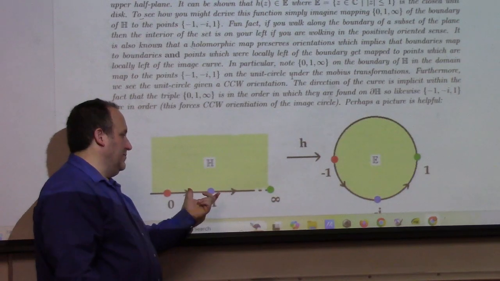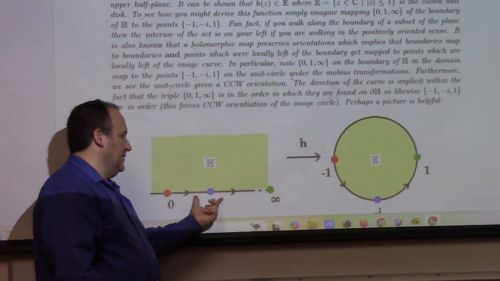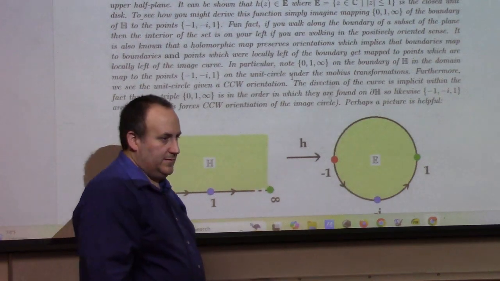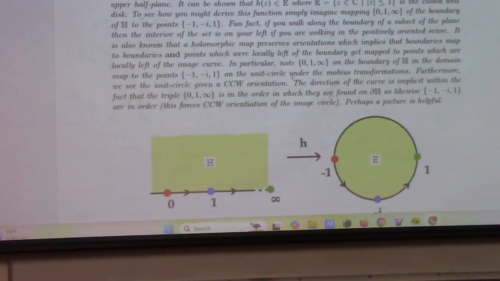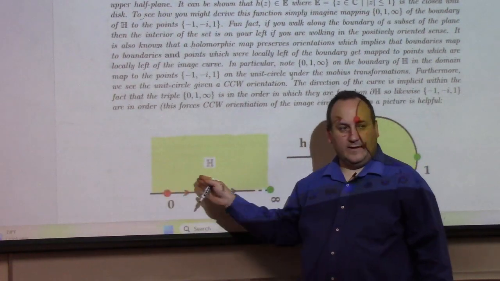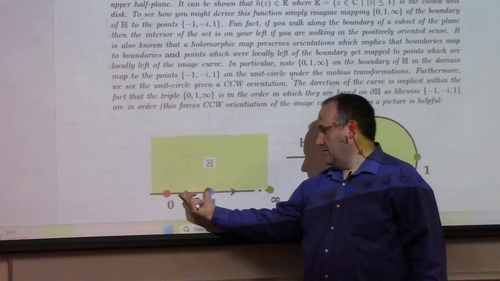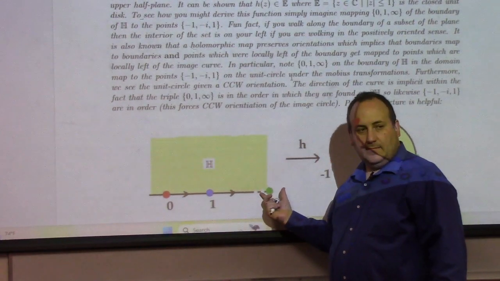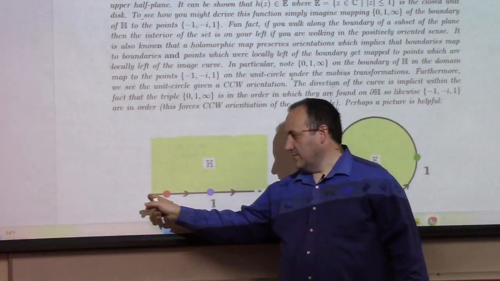So maybe we could play with this example. Can you guys solve Laplace's equation over here? Let's try to go the other way. What's the solution to Laplace's equation on H? How about this? Phi of z equals, I don't know, arg z. How about that? That would give me a solution on here, right? Which is 0 here and pi over there.